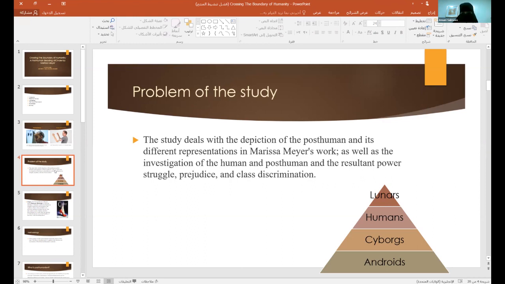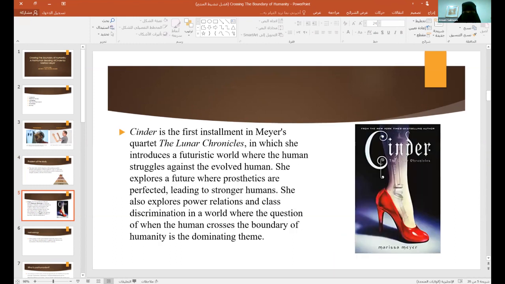And the best example that I found is in Marissa Meyer's novel, Cinder, as well as the resulting power struggle, prejudice, and class discrimination that we see in the novel. The novel is titled Cinder, and it is the first installment in the Lunar Chronicles. It introduces a futuristic world where the human beings are struggling against the evolved human beings, the evolved humans who are detached physically from Earth. And it also explores a future where prosthetics are perfected, leading to stronger humans.